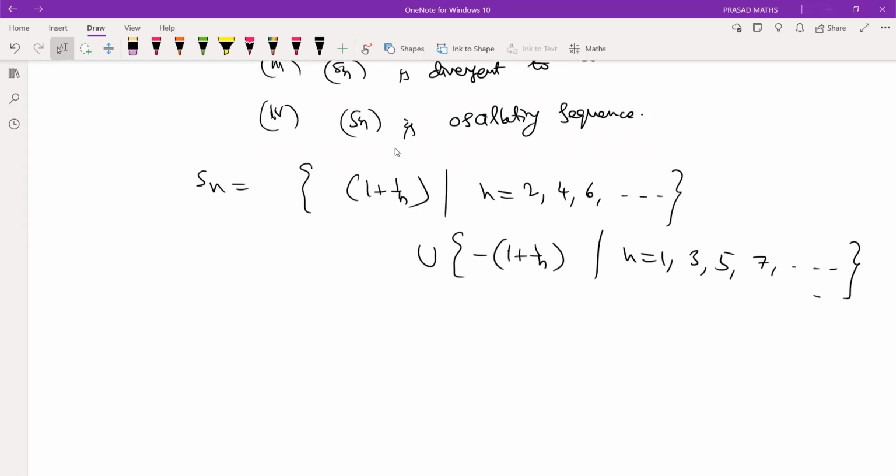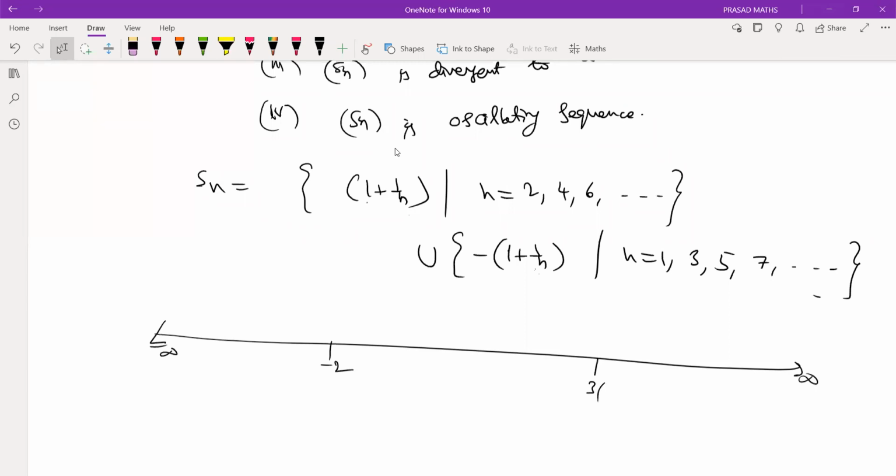Now we can think of whether the sequence is convergent, divergent or oscillating finitely. Whenever n equals 1, what happens? 1 plus 1, 2, minus 2. Minus 2 is exactly here. Whenever n equals 2, we get 2 plus 1 by 2, that means 3 by 2. Whenever n equals 3, again 1 plus 1 by 3, that means 4 by 3, minus 4 by 3.